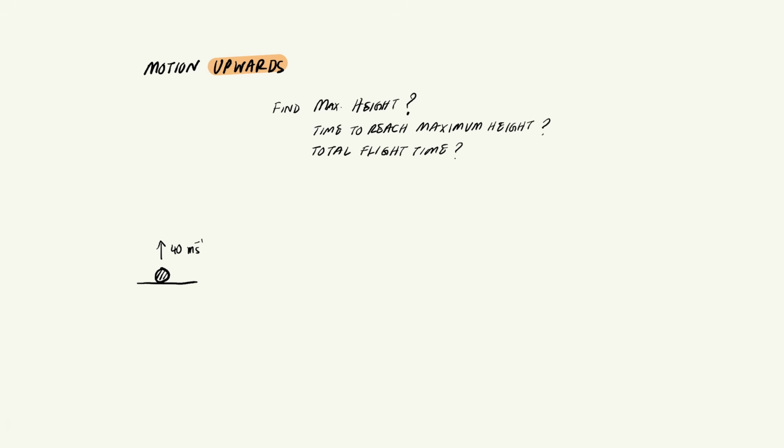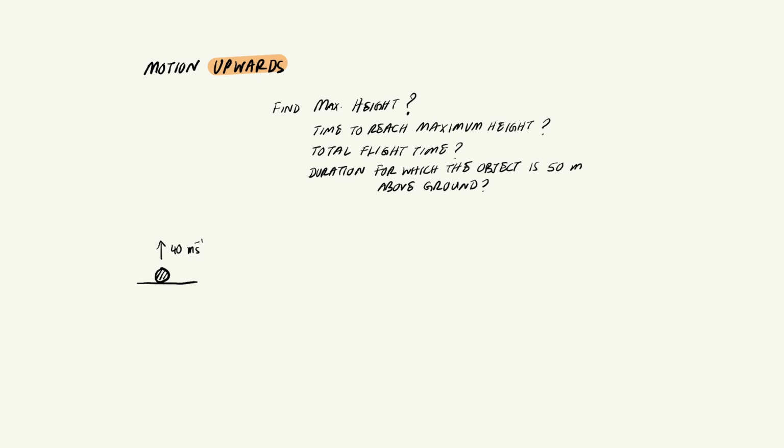Now let's move on to motion upwards. This one needs a slightly different strategy, so let's understand it through an example. Imagine an object is projected from the ground vertically upwards at 40 meters per second. For a scenario like this, you might be asked several different types of questions, like find the maximum height reached, find the total flight time, find the time taken to reach maximum height, or even find the duration for which the object is above a certain height, say 50 meters above the ground.